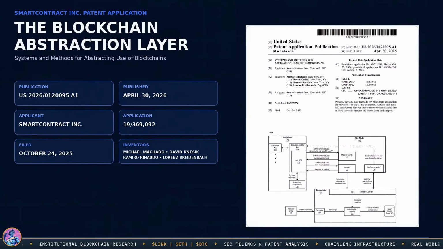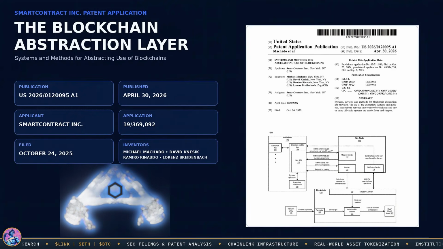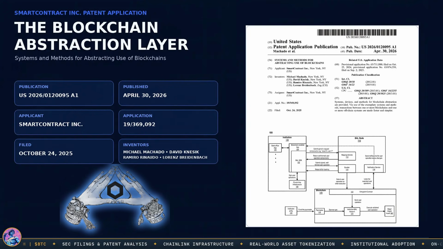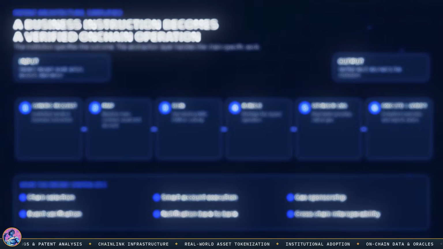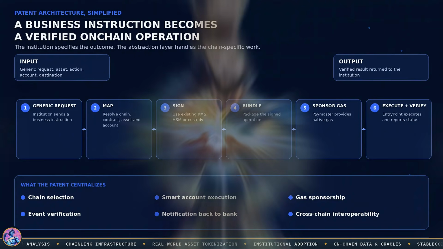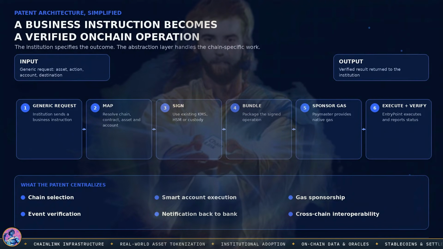A bank wants to move an asset on-chain. Today, that can mean maintaining RPC connections, managing gas tokens, writing chain-specific code, monitoring events, and fitting it all into the bank's existing systems. This patent application is trying to make almost all of that disappear.